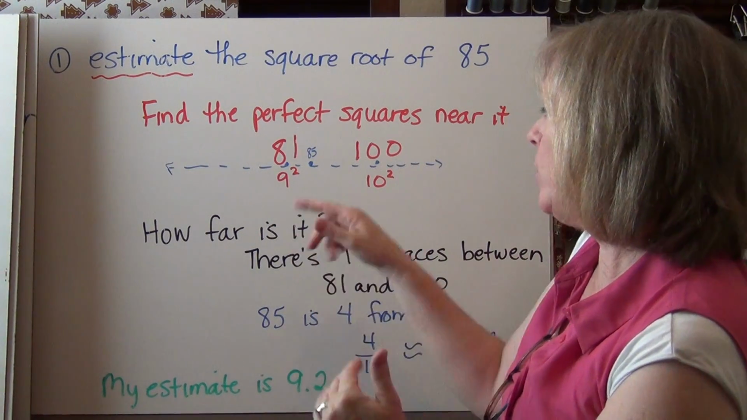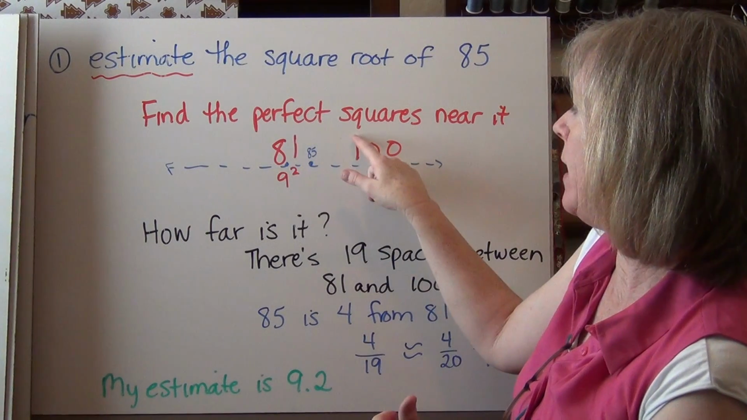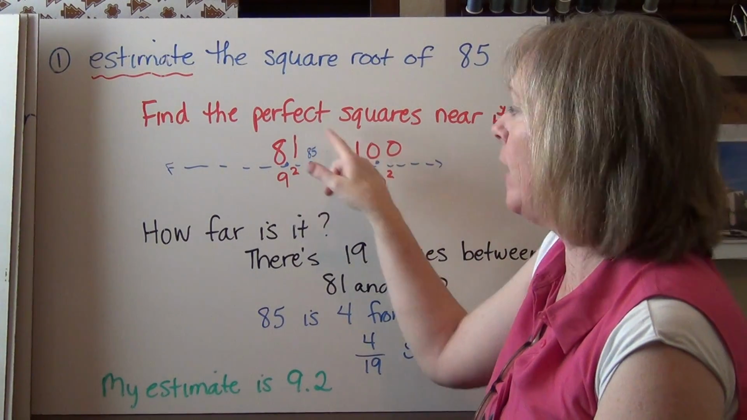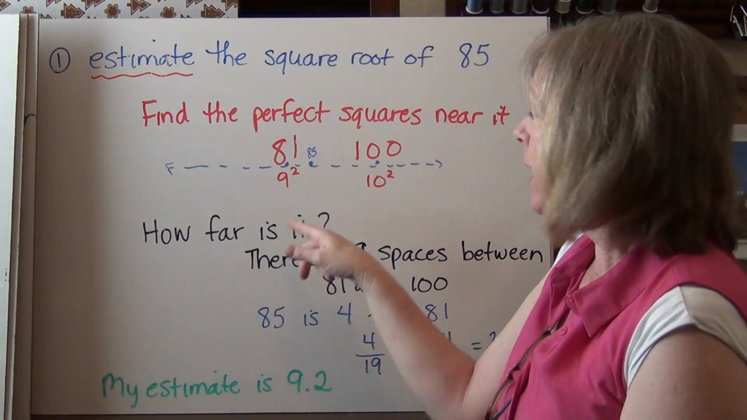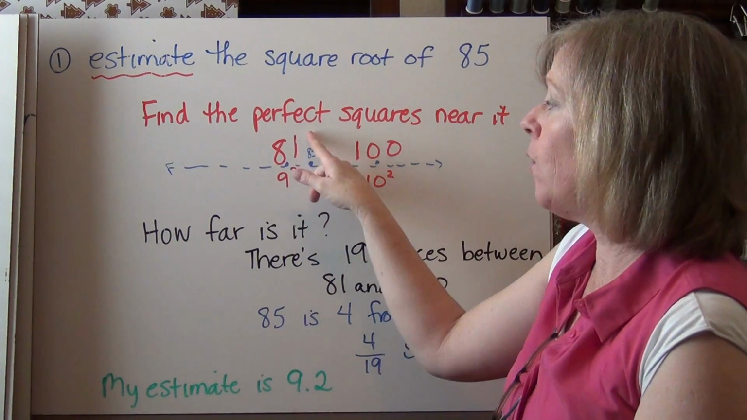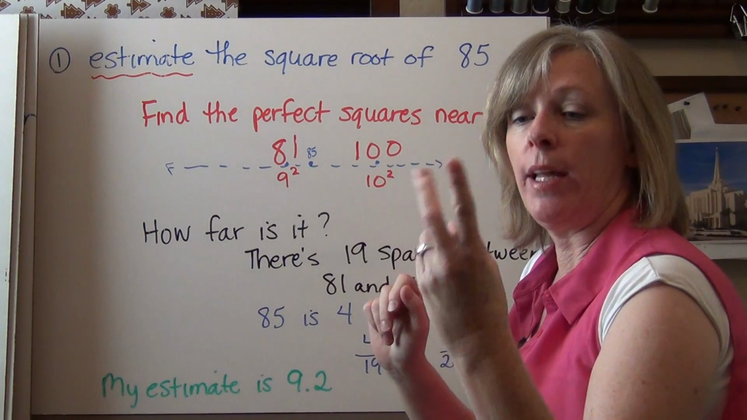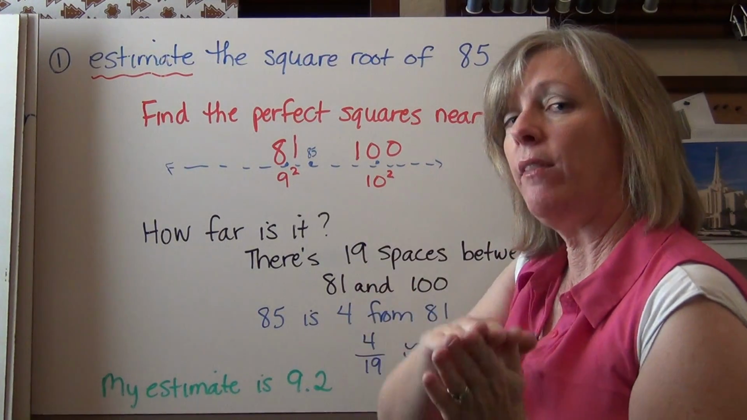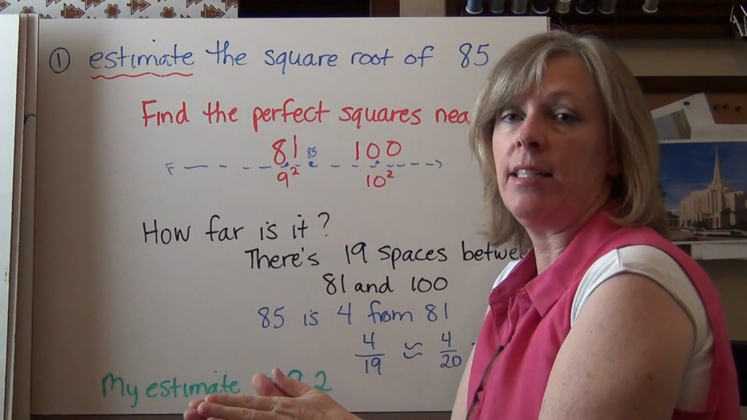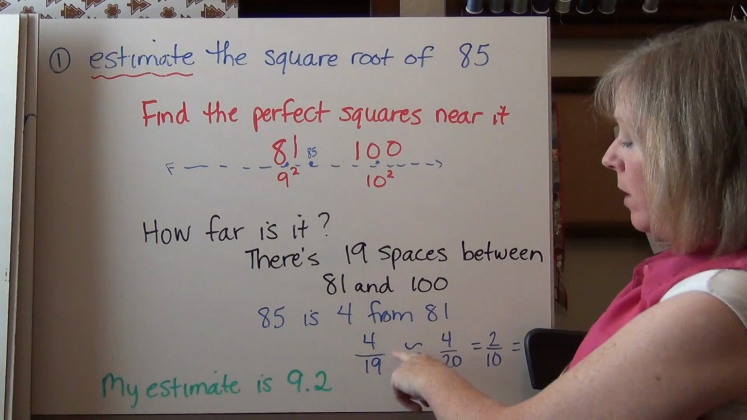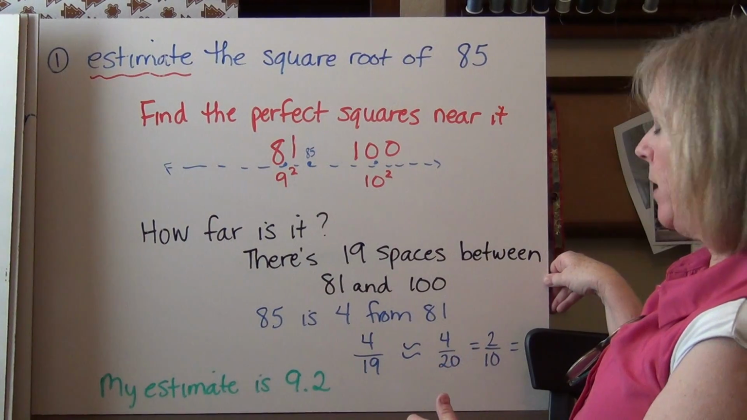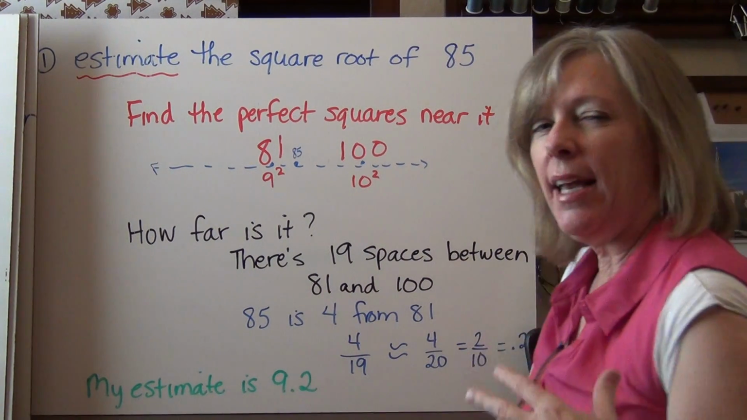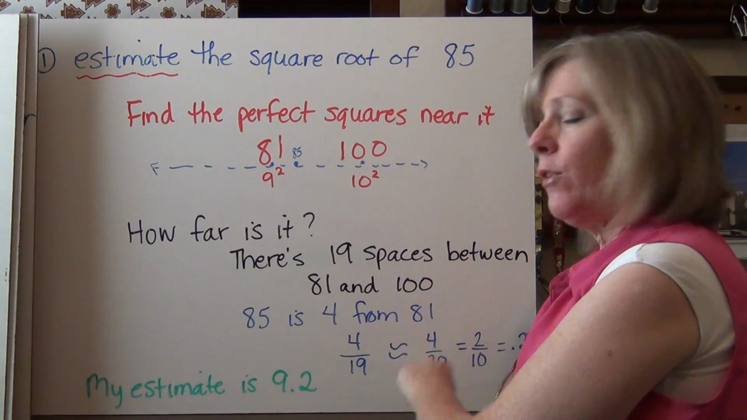So what I do is I say, how many spaces are there between 81 and 100? I did 100 minus 81 and I got 19 spaces. And 85 is only 4 spaces along there, right? 82, 83, 84, 85. So it only went 4 spaces out of the 19 spaces. I wrote that down, 4 out of the 19. Now, this asked me for an estimate, not an actual number. So in my head, I rounded that up to 4 over 20.